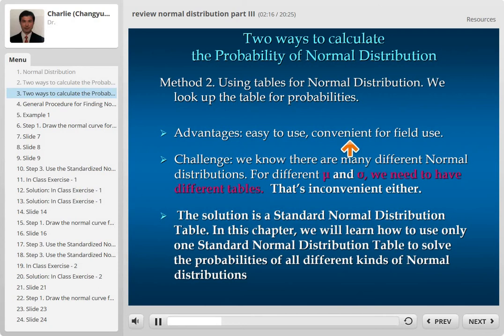The challenge is we know there are many different kinds of normal distributions. For each specific normal distribution, we need to have a specific table. So at the end of the day, we will have a lot of normal distribution tables. That's not convenient either. So the solution is we're going to have a standard normal distribution table, and we will use this standard normal distribution table to solve the probabilities of all kinds of normal distributions.